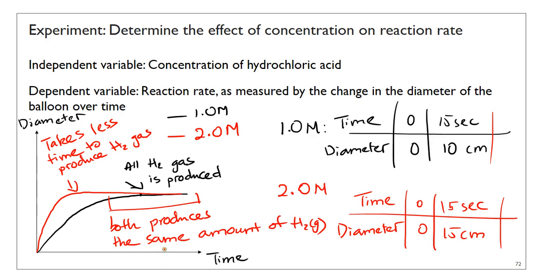Okay, so that's it. If this is your result, you should be able to conclude that the 2.0 molar reaction mixture has a faster reaction rate because it takes less time to produce the same amount of product, or the slope of this graph, the gradient, is steeper than this one, and then you can use it to respond to your hypothesis. So that's all.